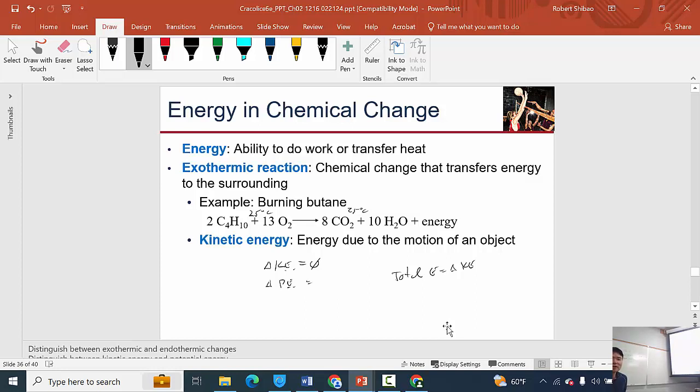The change in kinetic energy is equal to the kinetic energy final minus the kinetic energy initial. Now, the kinetic energy final is the kinetic energy of the products here. This we call the product. The kinetic energy initial is the kinetic energy initial. Is the kinetic energy final 0? No, because it's at 25 degrees C. The only time the kinetic energy is 0 is when the temperature is equal to what? 0 K. Good.